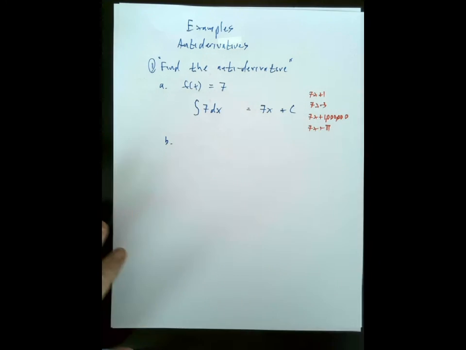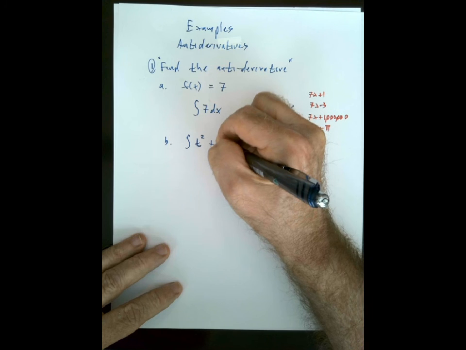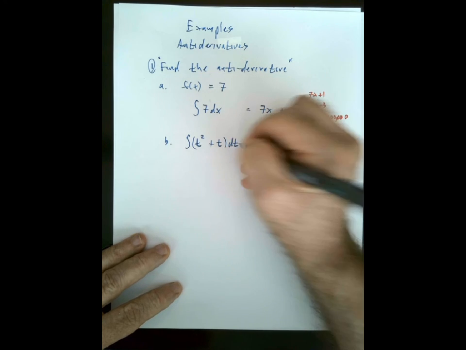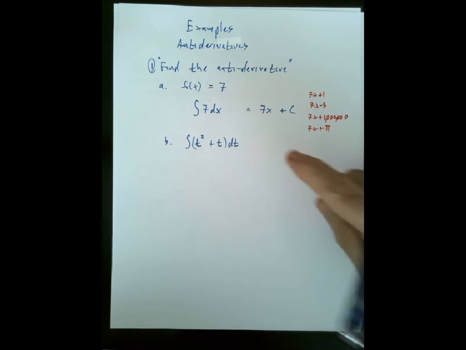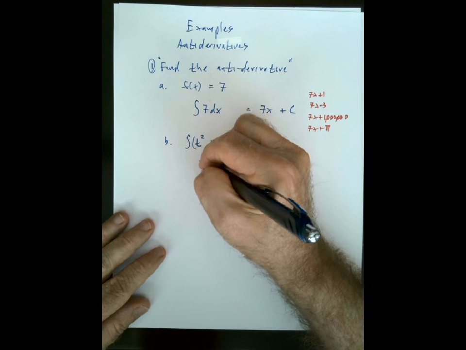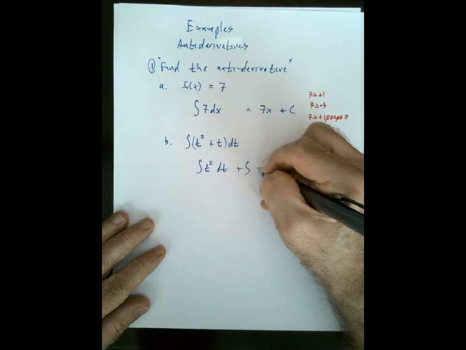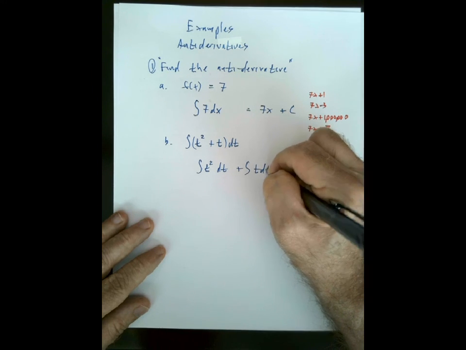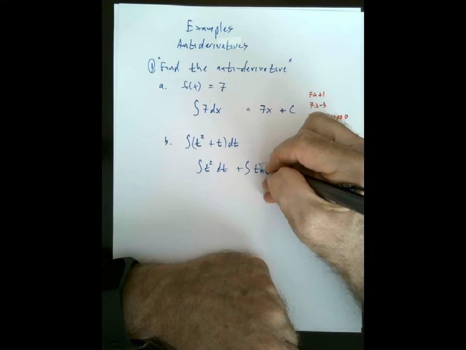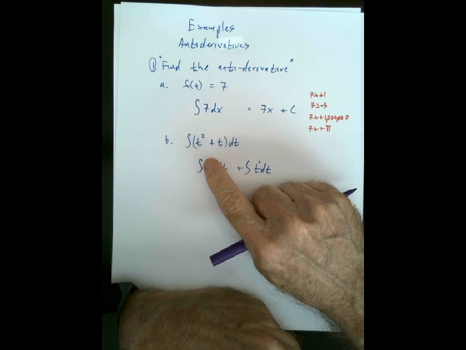Okay, so what if we had something like b? How about if we had something like the integral of t squared plus t dt? First off, we're going to use our power rule, and second, notice we've got two different functions that are adding. So we're going to go t squared dt plus t dt, and keep in mind that t really has an exponent of 1. So we're going to work backwards here using our power rule.